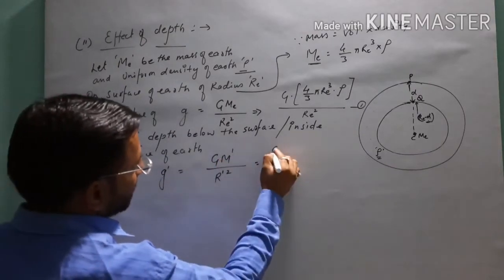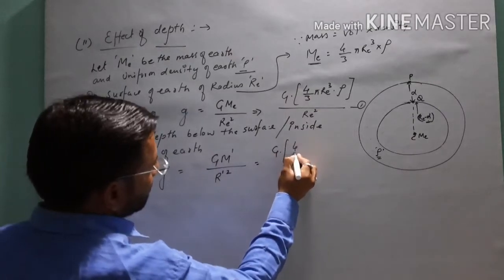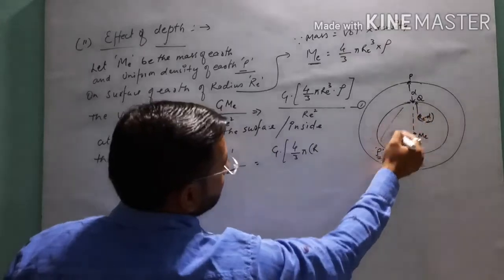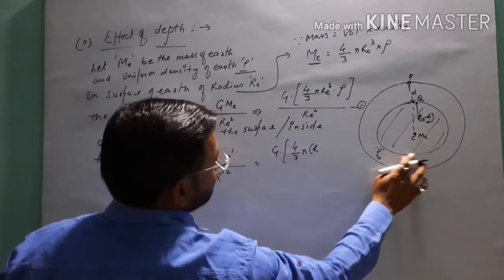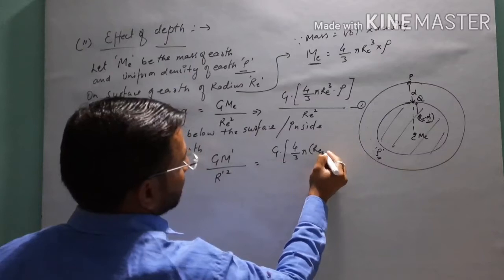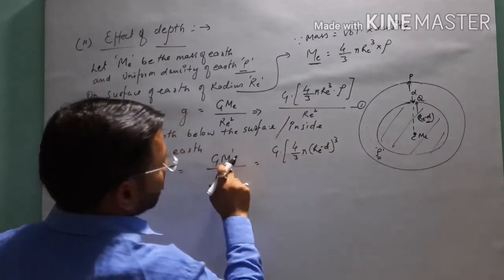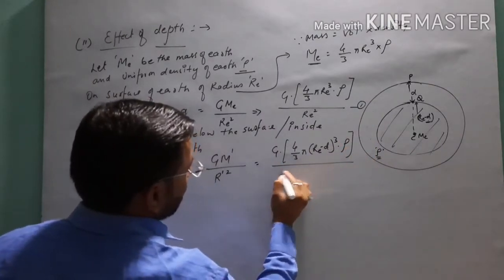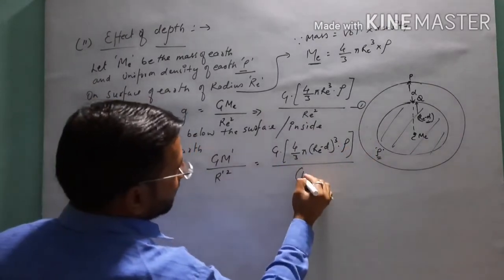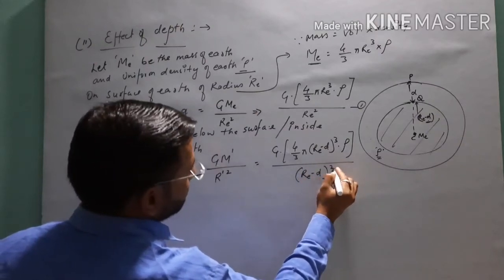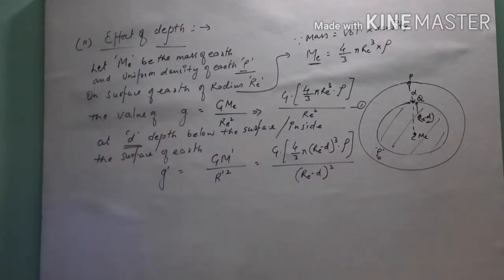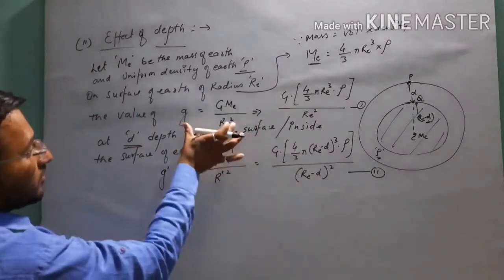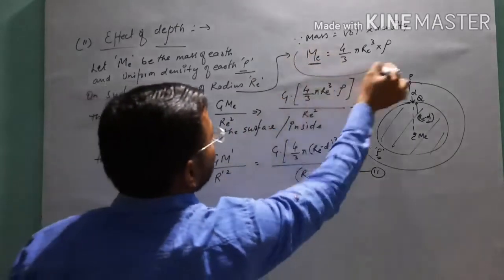Now here we will substitute again the value of m dash, which is equal to 4 by 3 pi r cube rho. In case of m dash, this is the mass of the small sphere, which has mass m dash. So g dash equals G into (Re minus d) cubed, 4 by 3 pi, into rho, upon (Re minus d) whole square. Point clear? So this is our equation number 2. These two equations are the updated form of this formula.